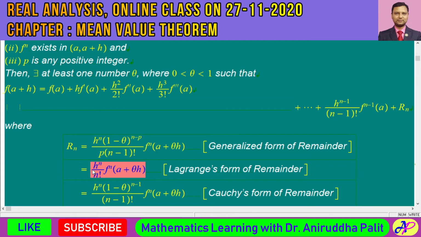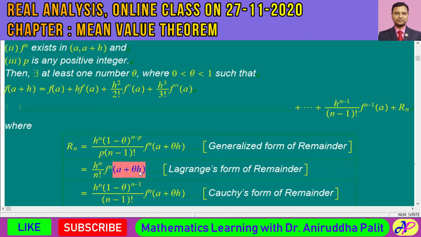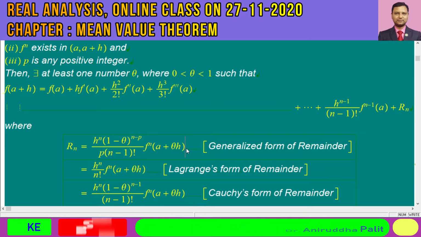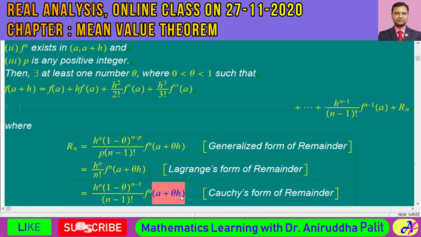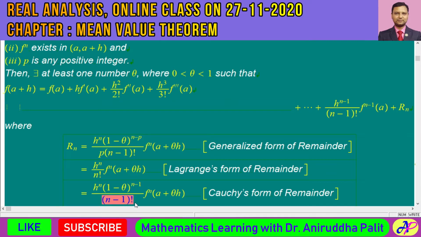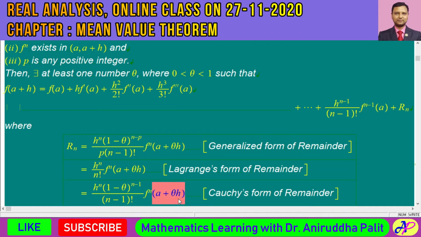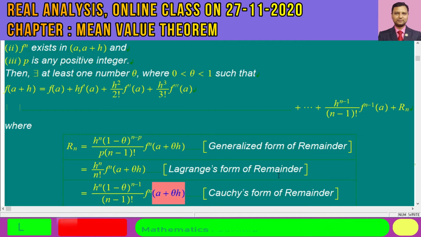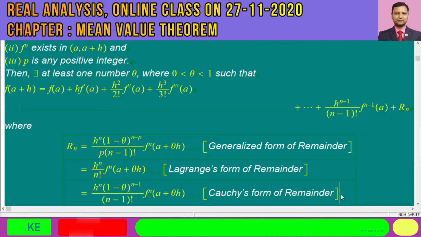remainder. This is actually h^n/n! f^(n)(a + theta h). And if in this expression you put p equal to 1, then you get Cauchy's form of remainder, h^n (1-theta)^(n-1) / (n-1)! f^(n)(a + theta h), computed at the point a + theta h. So this is the expression of remainder in different forms.